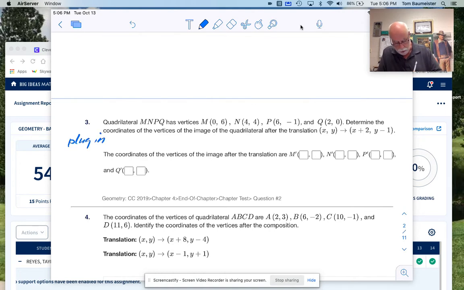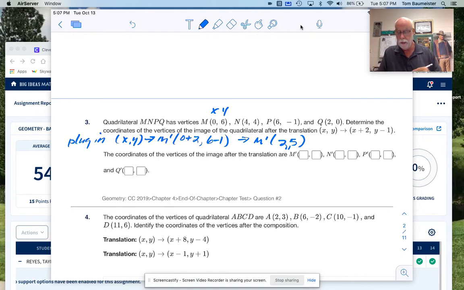So on my M, here's my x and here's my y. So we know that (x, y) will map to, for M prime, it'll go 0 plus 2, and it'll go 6 minus 1. So we know that ends up being M prime is at (2, 5). All right, so now you're going to plug in 2 and 5. And you're going to do the same thing for every other one, okay?